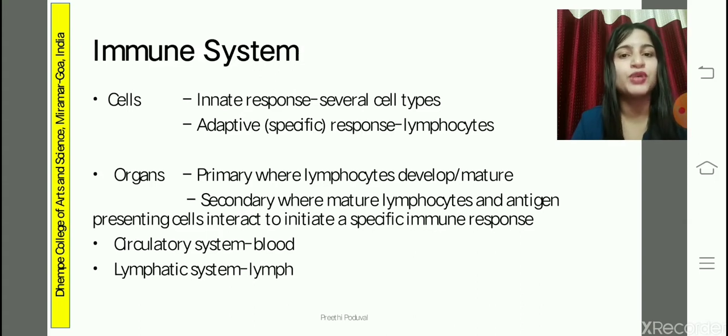So the cells responsible for the adaptive response are known as lymphocytes, and the name, if you break it, cytes means cells and lymph means the fluid present in the lymphatic system. Whereas the fluid present in the blood, as in the circulatory system, is the blood.